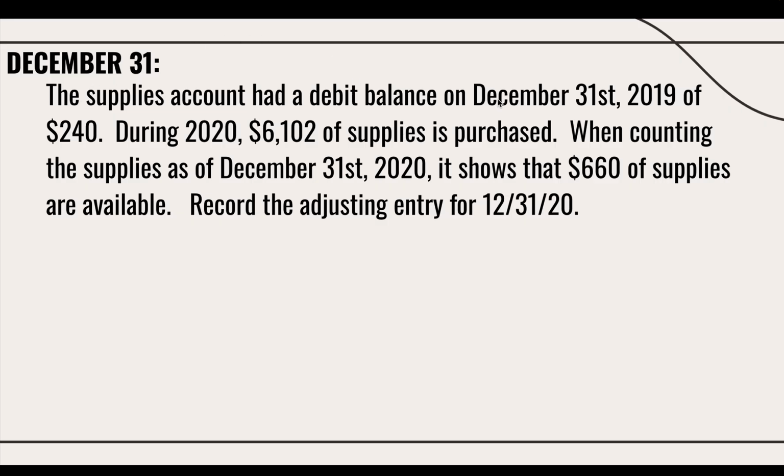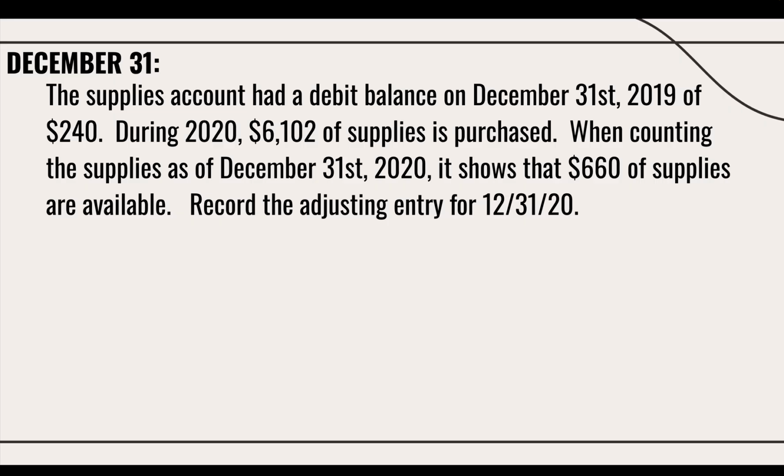The supplies account had a debit balance on December 31st, basically the end of last year, of $240. And then during this year, we purchased $6,102 more of supplies. And then when they did inventory on supplies at the end of the year, they had $660 left over. So they started with 240, bought 6,102, had 660 left over. So the question is, how much did they use up during the course of the year?